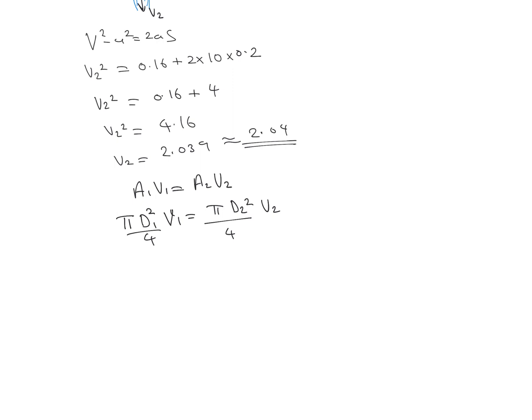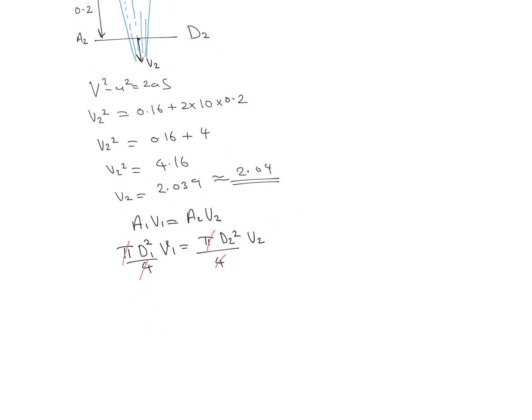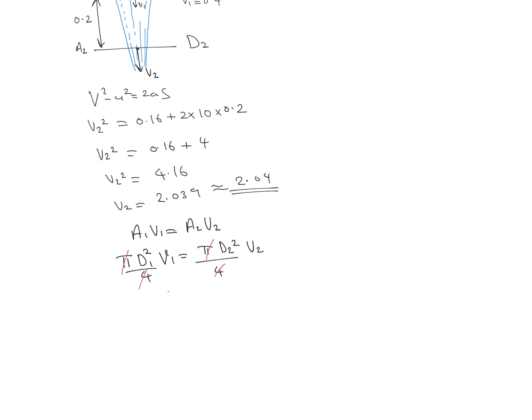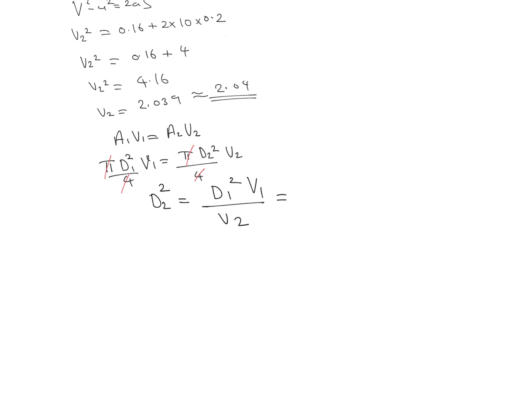So this pi by 4 and pi by 4 over here get cancelled. So we can write d2 square is equal to d1 square into v1 divided by v2. So the value of d2 can be written as the square root of this, or d2 is equal to d1 into under root of v1 divided by v2.